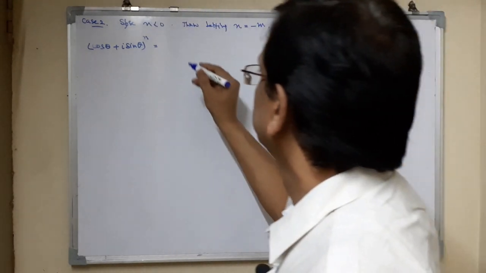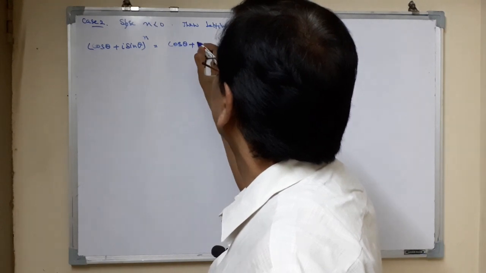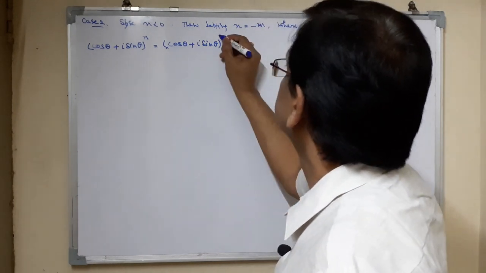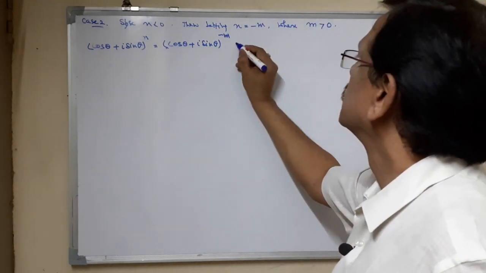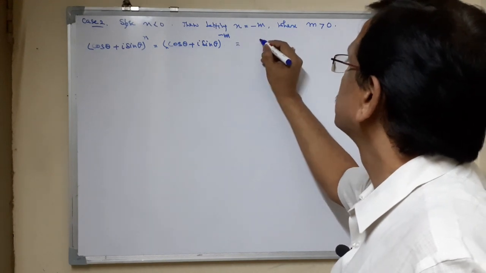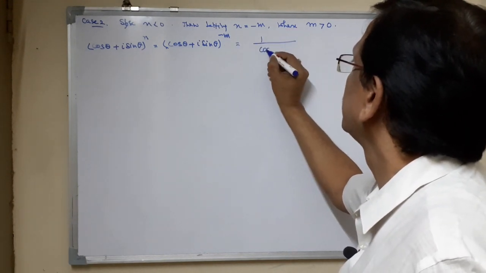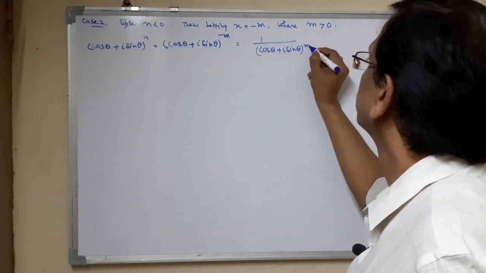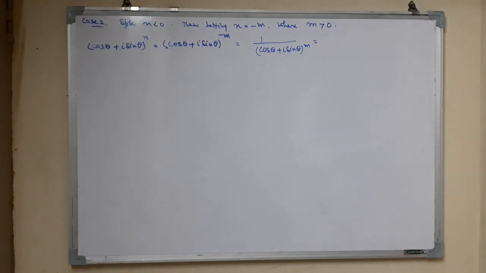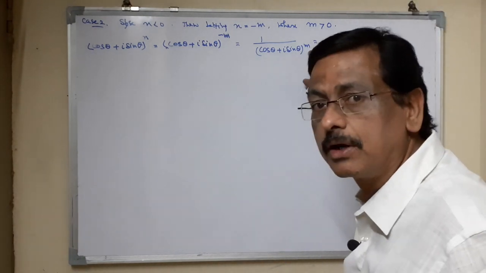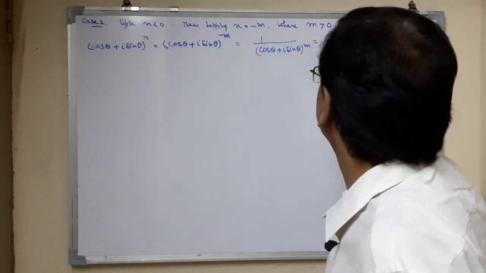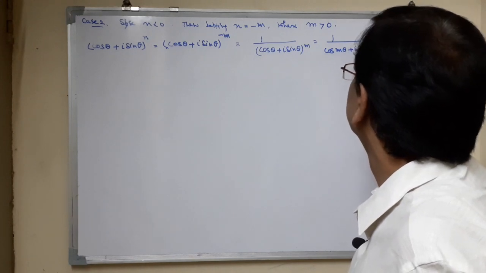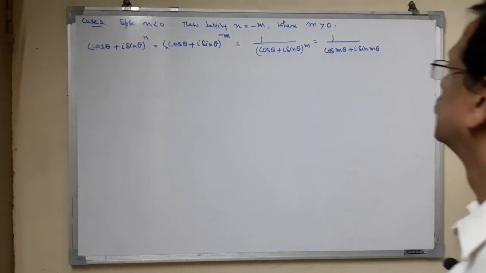That is equal to (cos theta plus i sin theta) whole power, for n, I can substitute minus m. If it is minus m, you can write this as 1 by (cos theta plus i sin theta) whole power m. But m is positive, remember. If m is positive, already we have proved in case 1, so the result can be applied as cos m theta plus i sin m theta, by case 1.